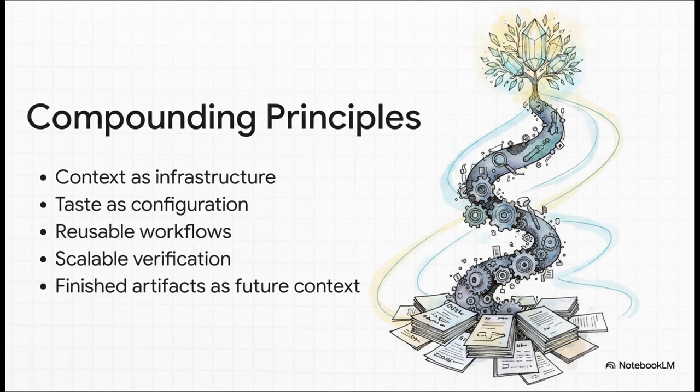To understand compounding, let's break down AI researcher Eugene Yan's working principles. He argues that context absolutely must be infrastructure, not a repeated explanation. Taste and quality standards, those should be saved as permanent configuration files. Repeated manual work must become reusable workflows. But the real kicker here is that autonomy only scales when verification and checks scale right alongside it. And finally, finished artifacts aren't just one-off deliverables. They literally become the future context for your next task.